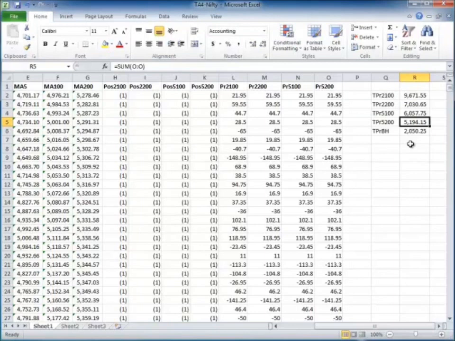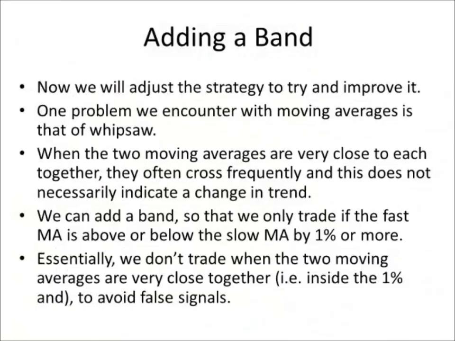Adding a band. So now what we're going to try and do is adjust our strategy and see if it improves. Now commonly, one of the problems with moving average crossover strategies is what is known as whipsaw. When the two moving averages are fairly close to each other, they sometimes cross quite frequently. And this does not necessarily indicate a change of trend, right?